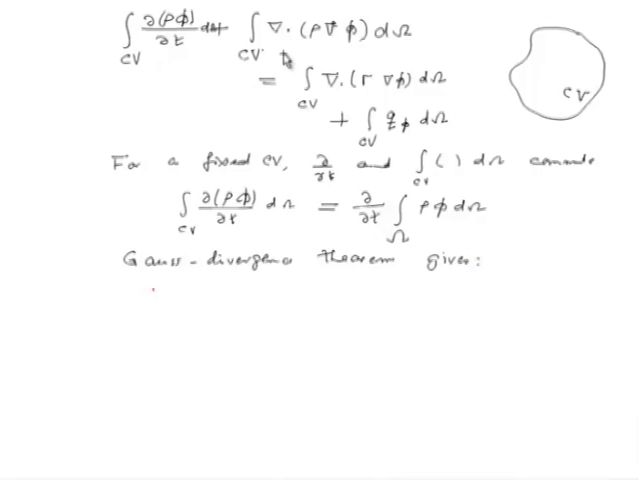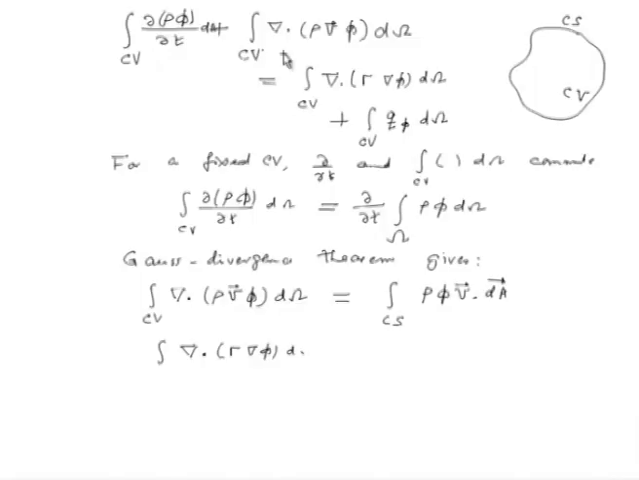So, the Gauss divergence theorem would give us that the integral over CV of the term divergence of rho v phi d omega is equal to the surface integral of rho phi v dot dA over this control surface, and similarly the integral over CV of divergence of gamma gradient of phi d omega is equal to this surface integral of gamma times gradient of phi dot dA.